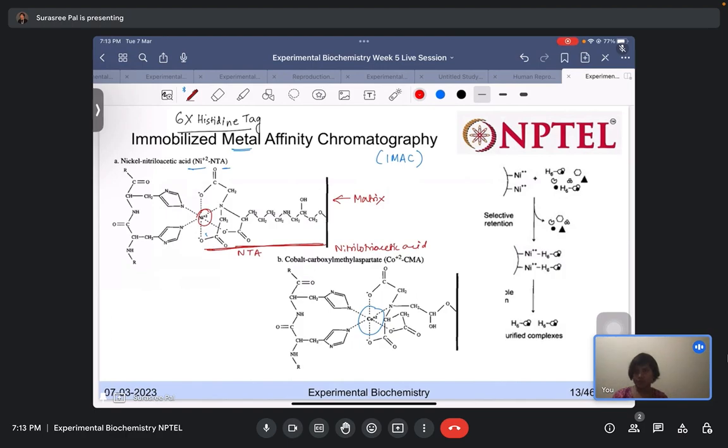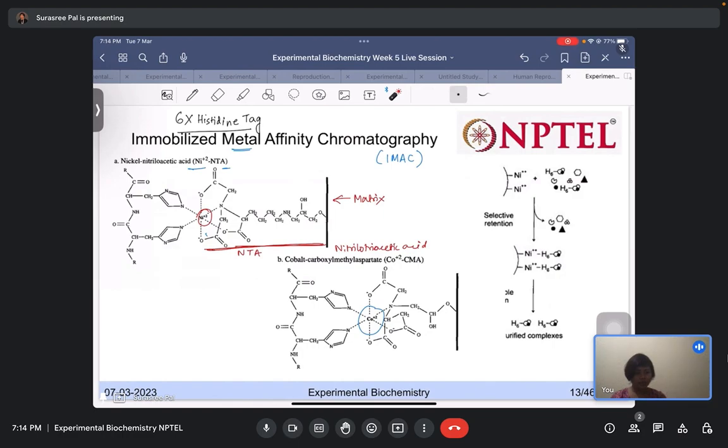Now our proteins which have this 6x histidine tag, these histidine amino acids have this imidazole ring, right? If you remember, the histidine amino acid structure has this imidazole ring. Now what happens, these imidazole rings can form coordinate bonds with this nickel metal. You can see that these histidine molecules can form coordinate bonds with this nickel atom.